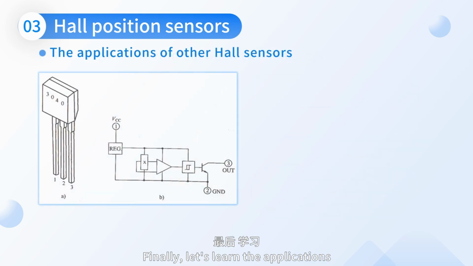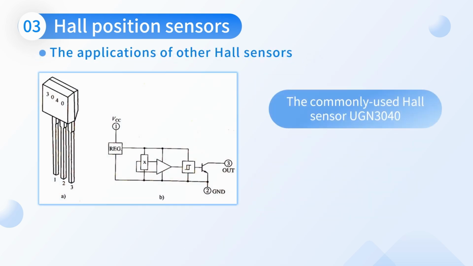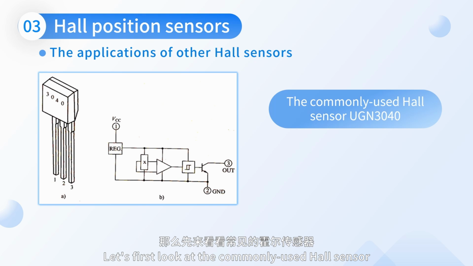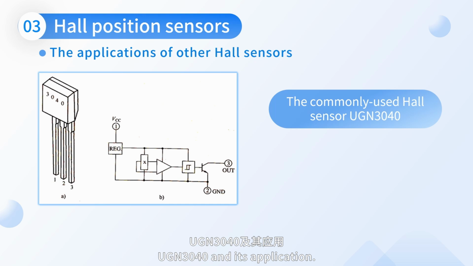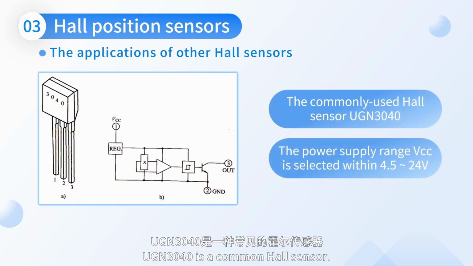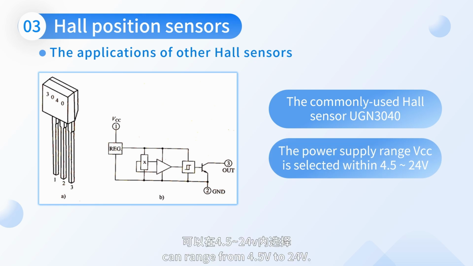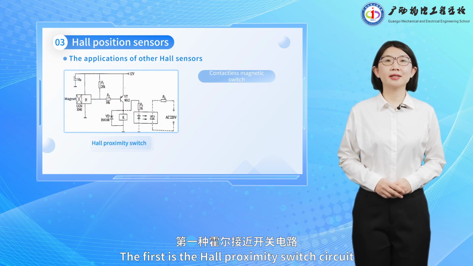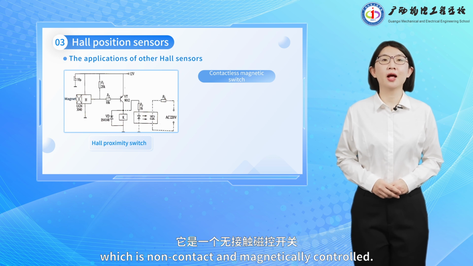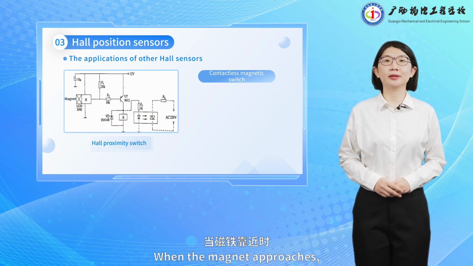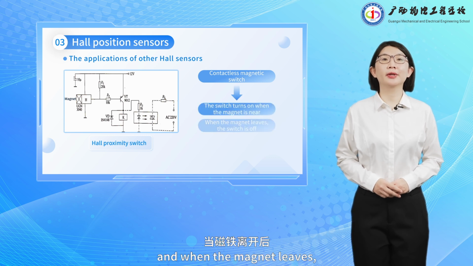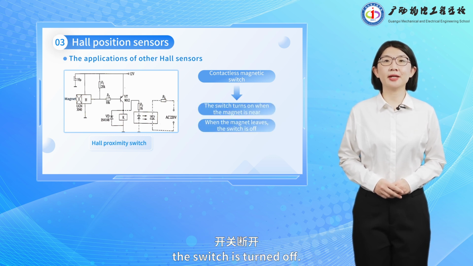Finally, let's learn the applications of other Hall sensors. Let's first look at the commonly used Hall sensor UGN3040 and its application. UGN3040 is a common Hall sensor. Its appearance and principle are shown in the figure, and the circuit voltage of it can range from 4.5 V to 24 V. The first is the Hall proximity switch circuit, which is non-contact and magnetically controlled. When the magnet approaches, the switch is turned on, and when the magnet leaves, the switch is turned off.